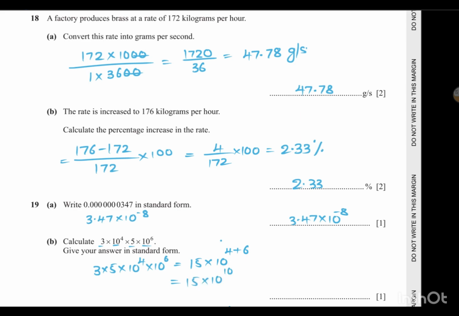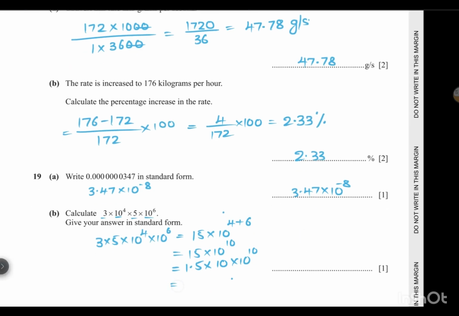Now, because we need the answer in standard form, we will have to put point in 15. That means the decimal has to shift to left. So one more 10 gets added here, and then your answer will be 1.5 into 10 raised to 11, because this is 10 and plus 10, 1 plus 10 will be 11. So the answer is 1.5 into 10 raised to 11.